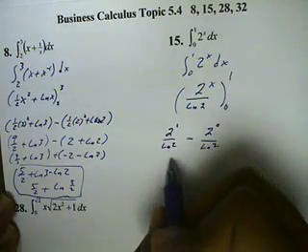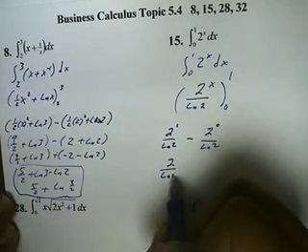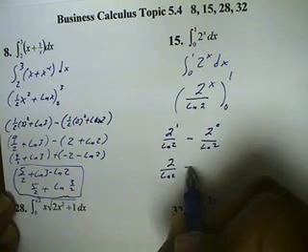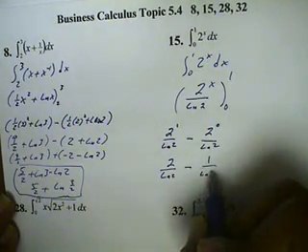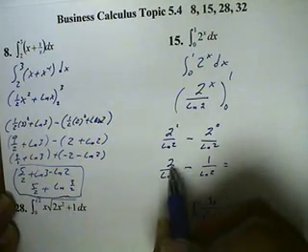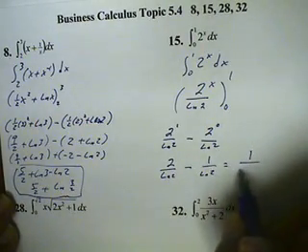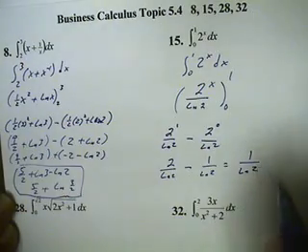Now 2 to the 1 power is just 2 over natural log of 2. Minus 2 to the 0 power is 1, so over natural log of 2. And so 2 of these minus 1 of these gives me 1 over natural log of 2.